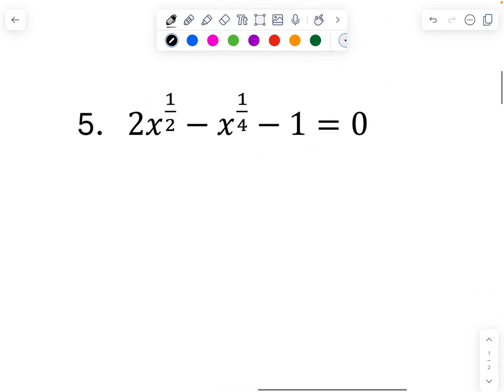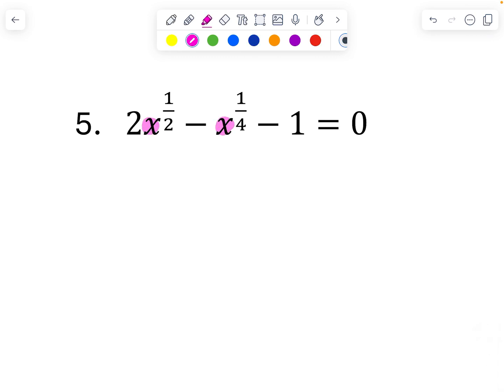All right, so if we look at this, this is just like the last one. We notice we have x here and we have x here. We know that this power is twice as big as this power. And so we should be able to factor it.